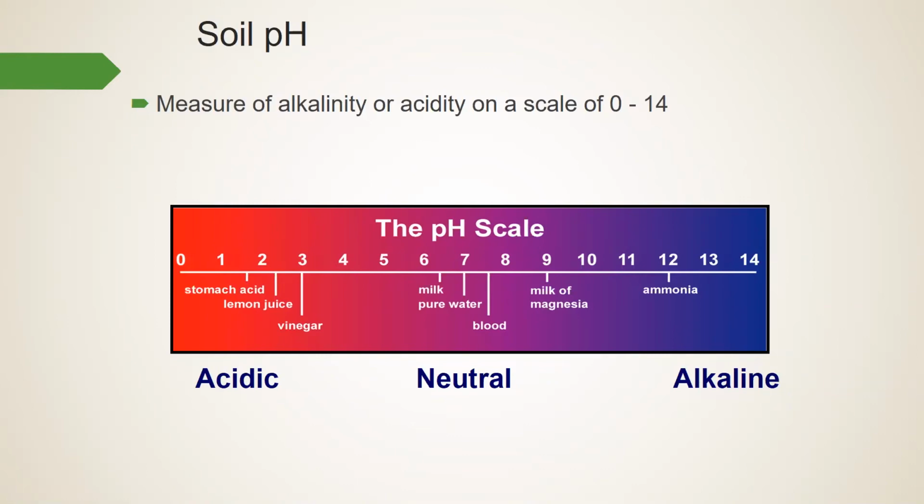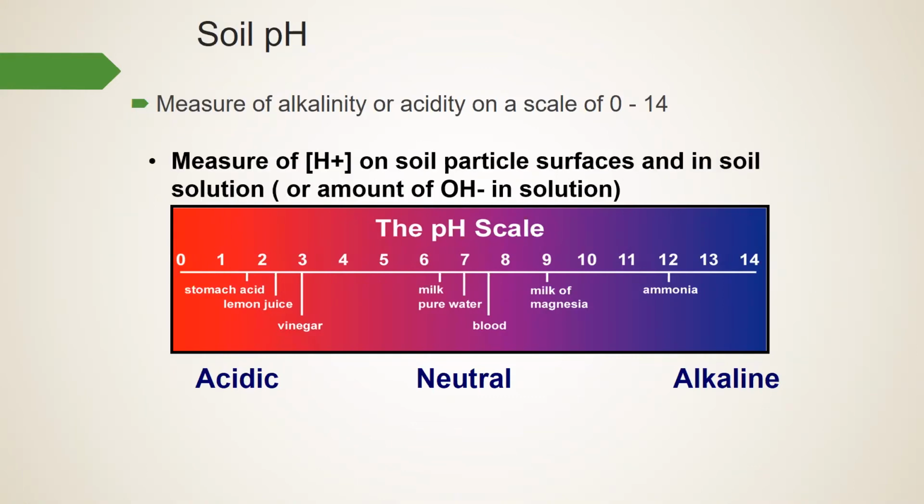And anything above 7 pH will be alkaline or sweet, also known as basic, because if you taste the soil, it has a bit of a sweet kind of taste. Now, in contrast, soil with a pH of 6.9 or lower would be categorized as acidic or sour. The measure of acidity or alkalinity, more specifically, is the measure of hydrogen ions on soil particles and in the soil solution.